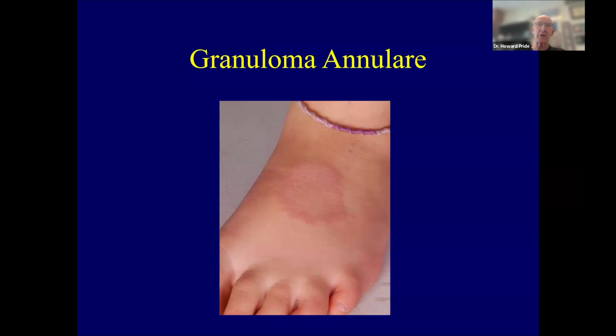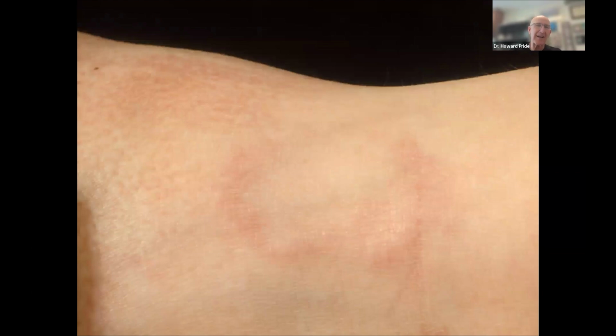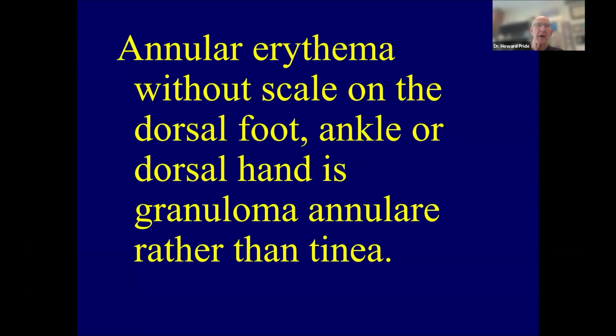And I'm showing you the classic location here, but the side of the ankle and back of the hands are other areas that you might see this. So other examples here, sometimes hard to photograph, but again, if you run your hand over the top of this, you get the sense of a deep induration. And again, a very striking absence of scale, which would be very unusual for tinea. Another example here. And you get the sense that a lot of these are starting to look pretty much alike. So as a general rule, if you've got annular erythema, but without scale in the classic locations, dorsal foot, which was virtually all the pictures that I showed you, ankle, or dorsal hand is fairly common as well.